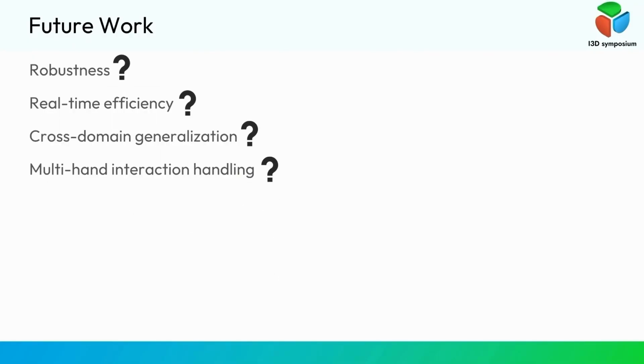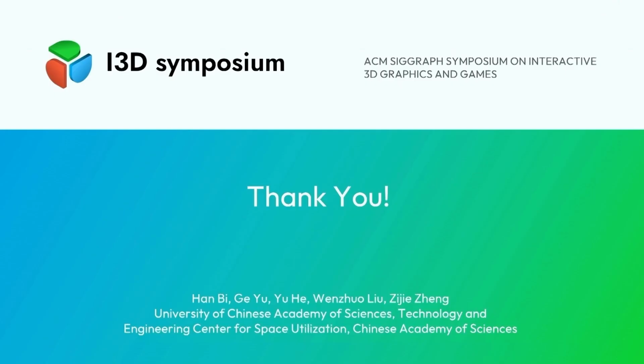However, while the current model shows promising performance, it still faces challenges in robustness, real-time efficiency, cross-domain generalization, and handling multi-hand interactions. Future work could explore lightweight architectures, self-supervised learning, and user feedback to improve performance and broaden the real-world applications of VMBHINet.